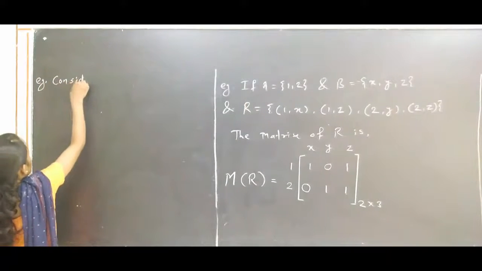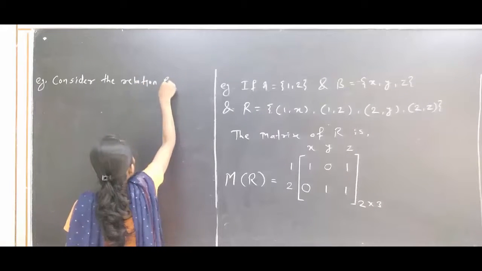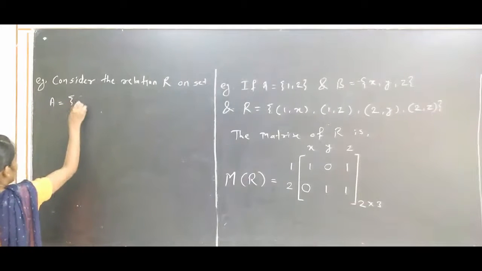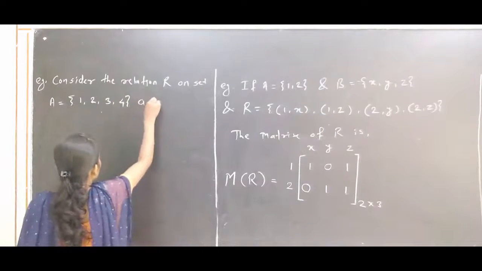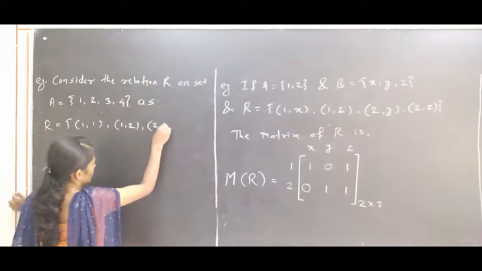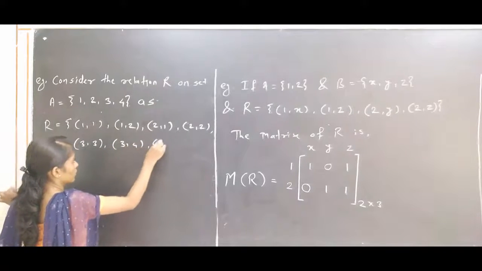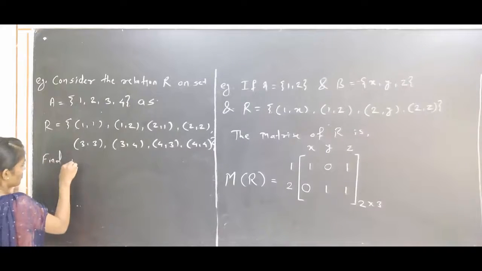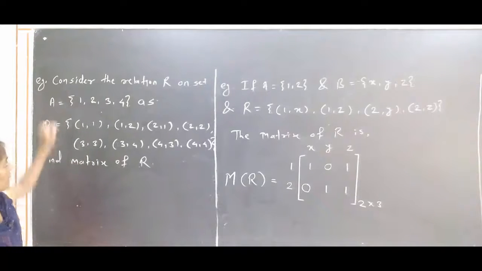Consider the relation R on set A = {1, 2, 3, 4} as R = {(1,1), (1,2), (2,1), (2,2), (3,3), (3,4), (4,3), (4,4)}. Find the matrix of relation R. So see here, example.